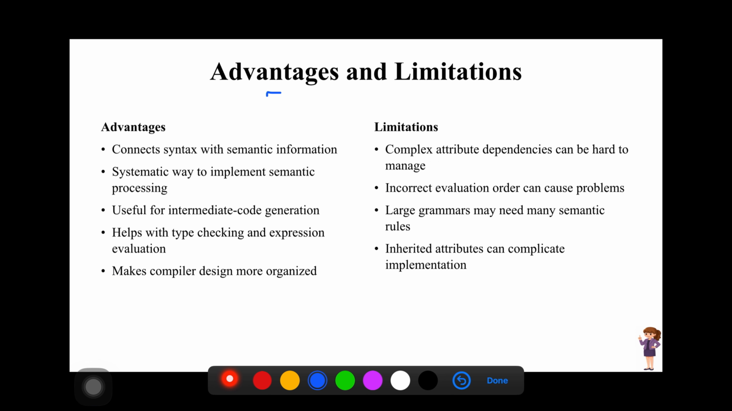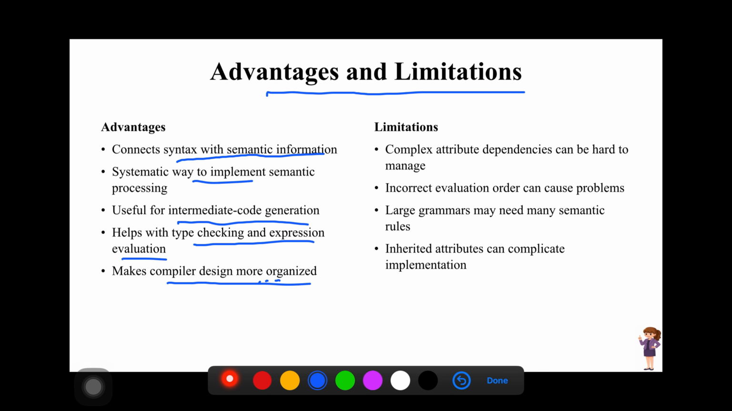Advantages and limitations. Now let's discuss the advantages. The first advantage is that SDD and SDT provide a systematic way to connect the syntax with semantics. They are useful for expression evaluation, type checking, intermediate code generation, and other compiler tasks. They also make compiler design more organized because semantic processing can be associated with grammar productions.